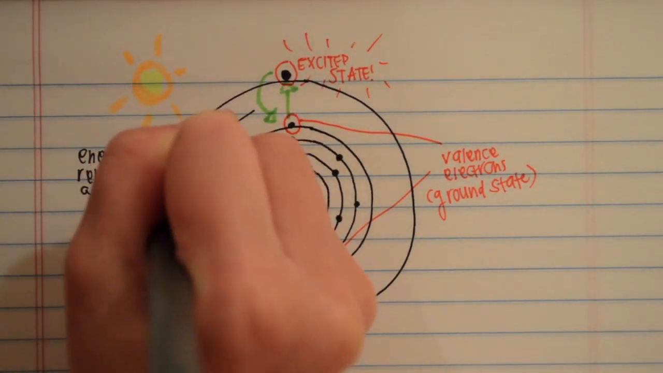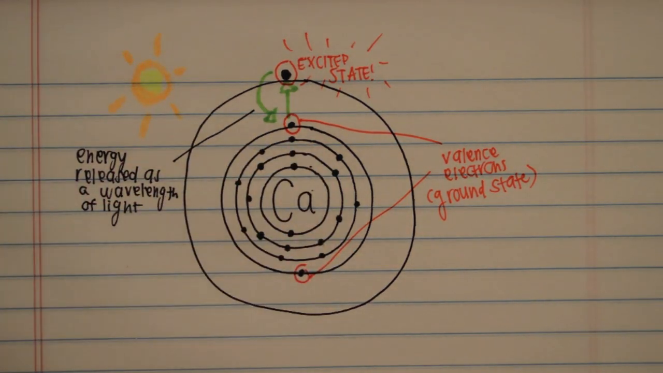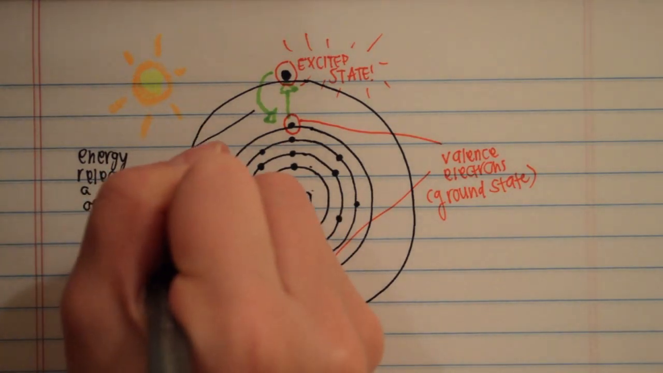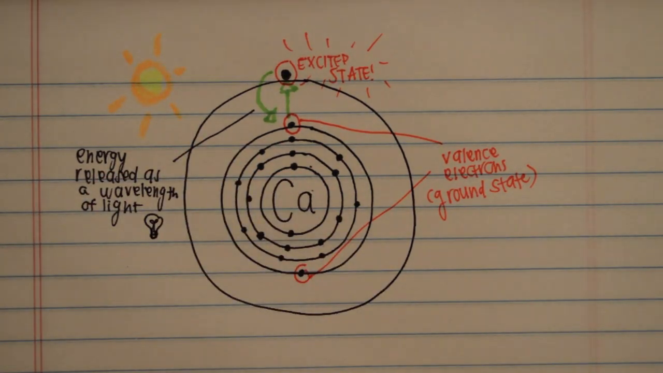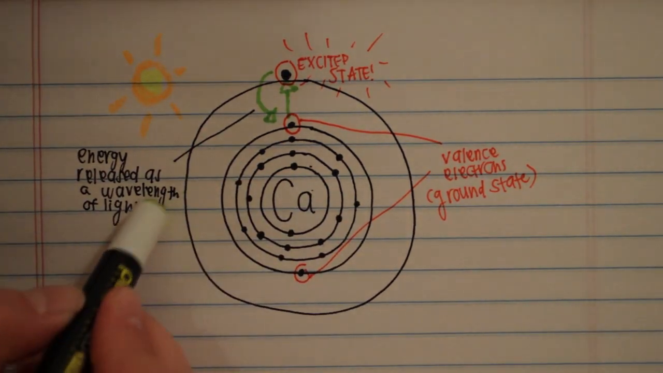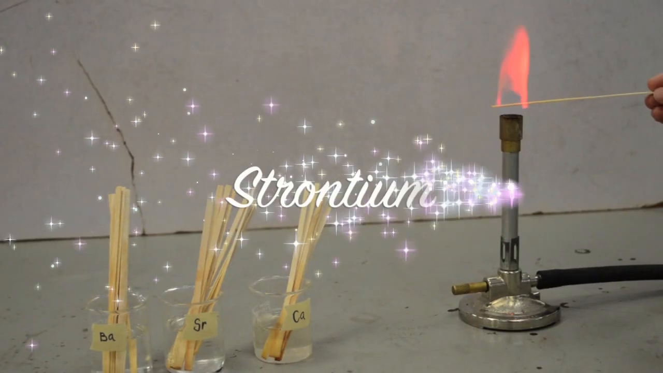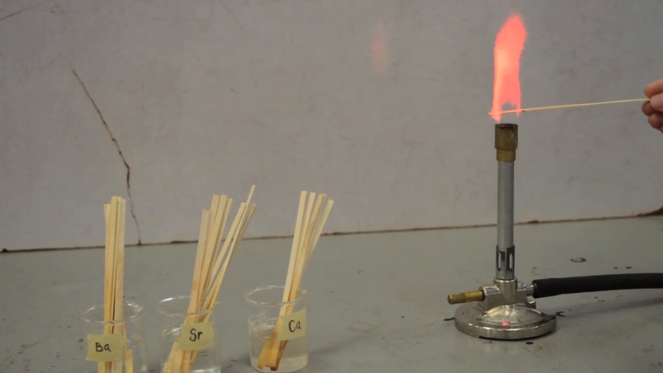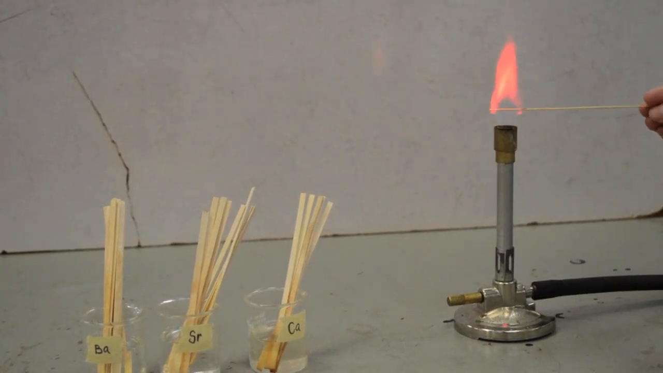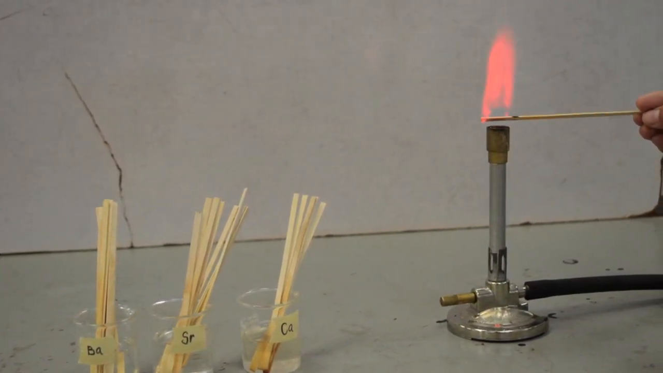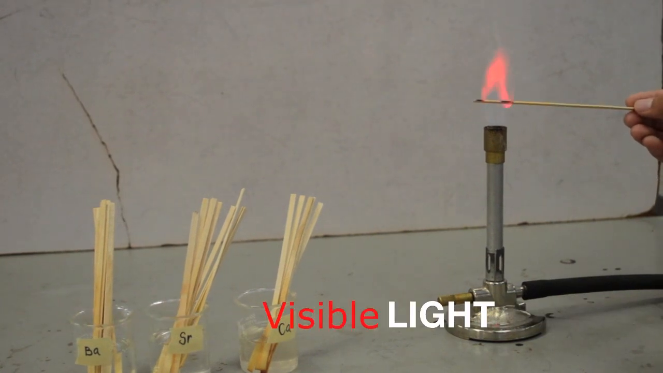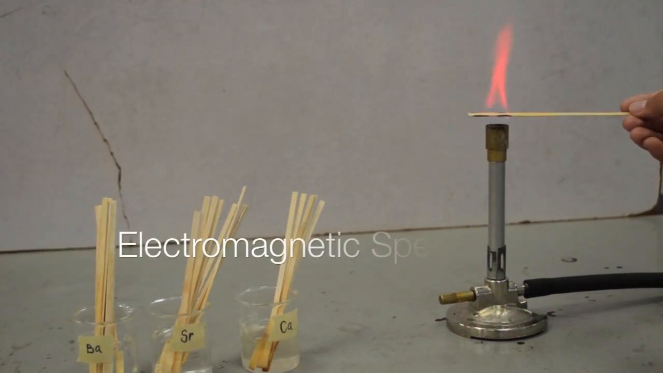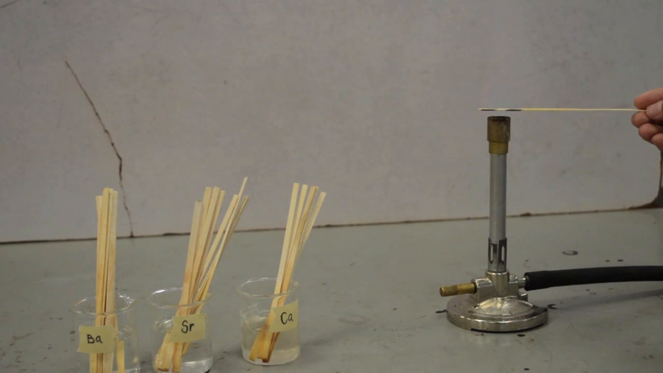Each metal has its characteristic emission spectrum, or range of wavelengths of light that it emits, allowing metals to emit certain colors when put into a flame. As you can see, the first metal that we are performing the flame test on is strontium, which emits a vibrant red color. All the colors that the metals emit in the flame test are part of the visible light portion of the electromagnetic spectrum.